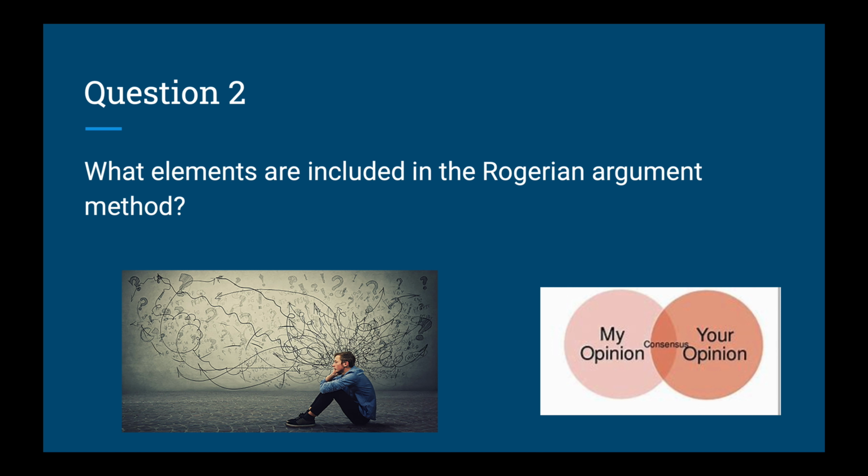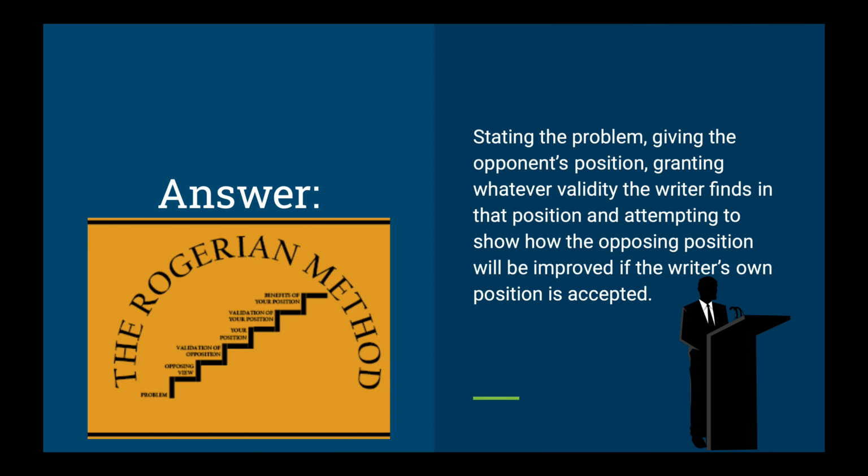For question 2 is, what elements are included in the Rogerian argument method? And my answer was stating the problem, giving the opponent's position, granting validity the writer finds in that position, and lastly, attempting to show how the opposing position can be improved on if the original position is accepted.